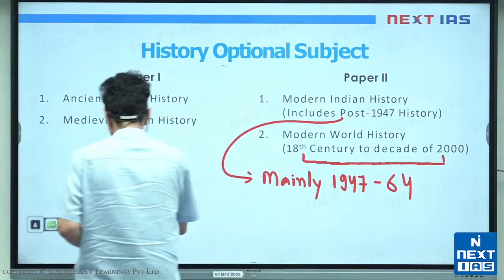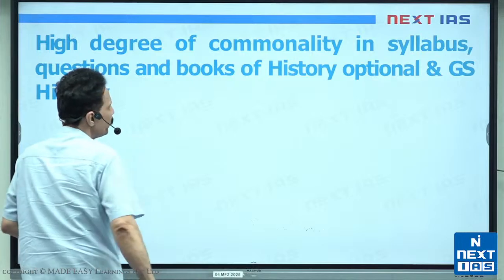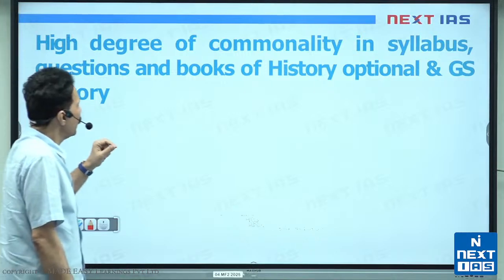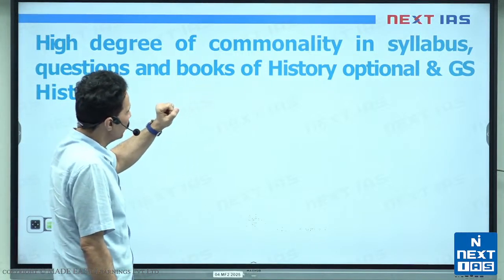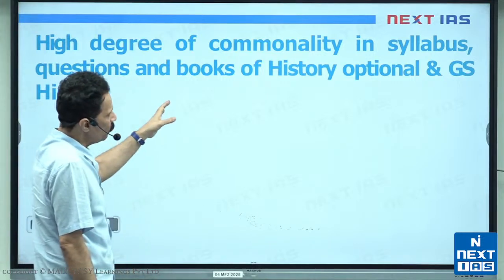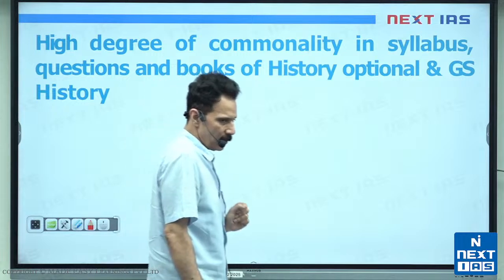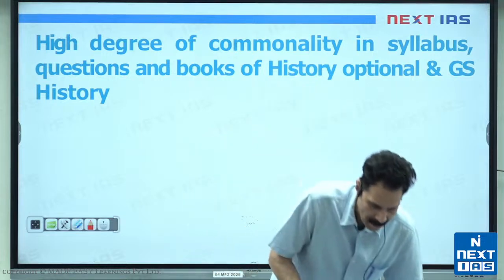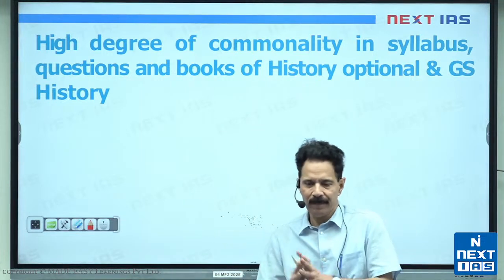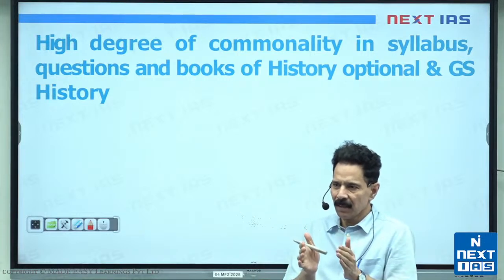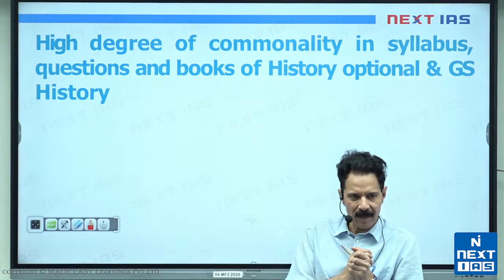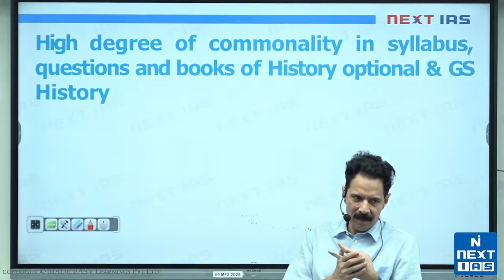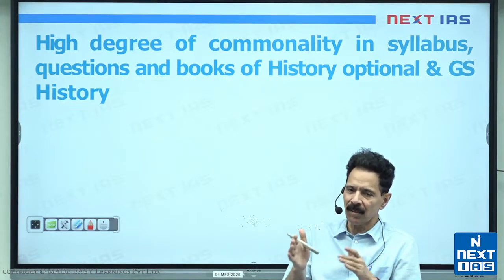Now, let's move on. Take a look at this slide. See the heading here: high degree of commonality in syllabus, questions, and books of history optional and GS history. Why is this aspect important? Because GS is compulsory here, and in GS there is one section that is history. And you have the history optional subject, and a history section is there in GS as well.